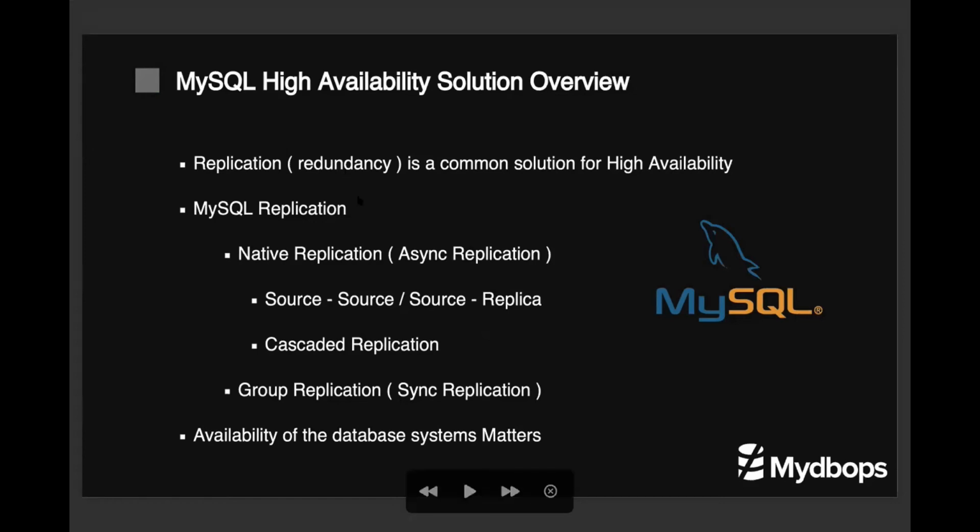When it comes to high availability, traditionally replication is one of the major high availability solutions. We call it master slave, or now it is called source replica. That's one of the very basic or simple methods of HA solution. So native replication, as we are all aware, is based on asynchronous, binary log based replication.